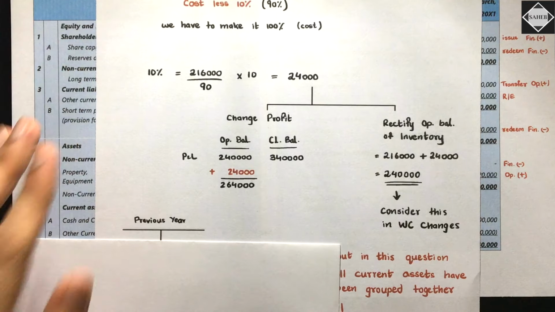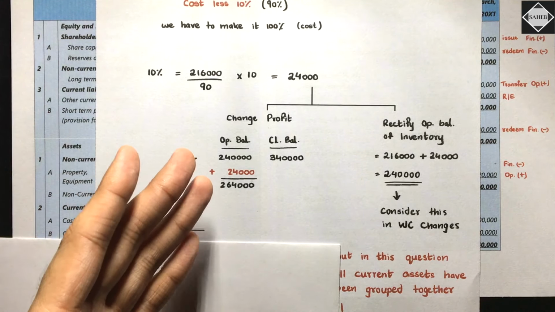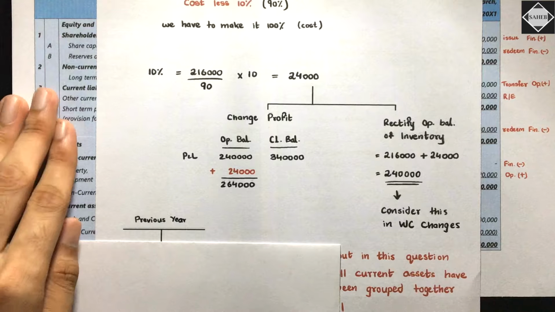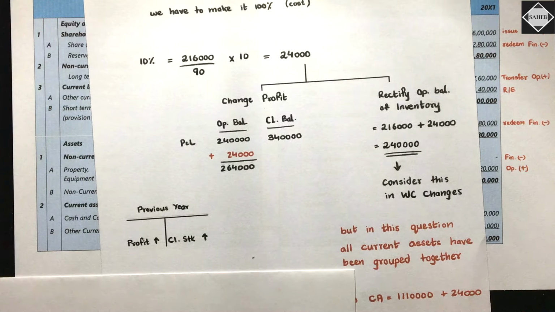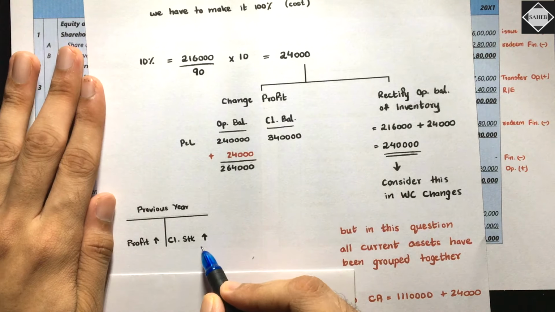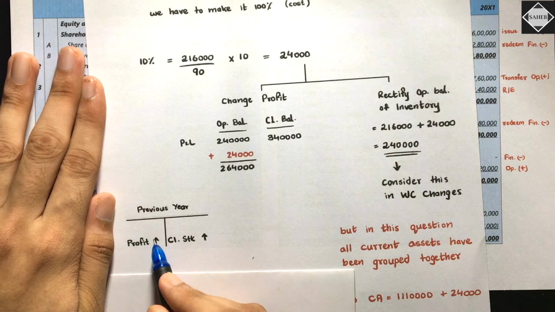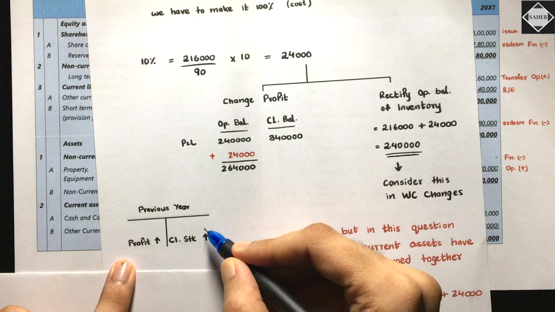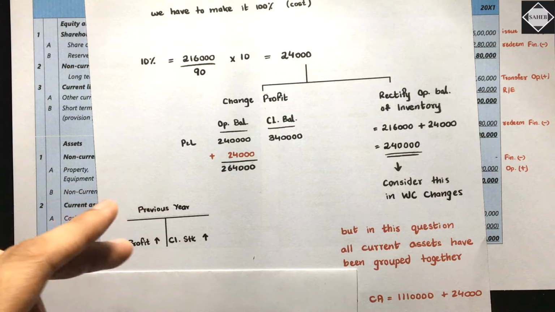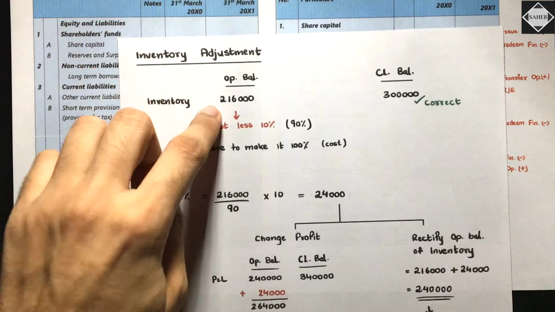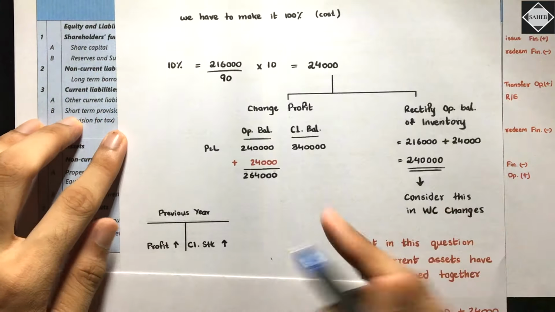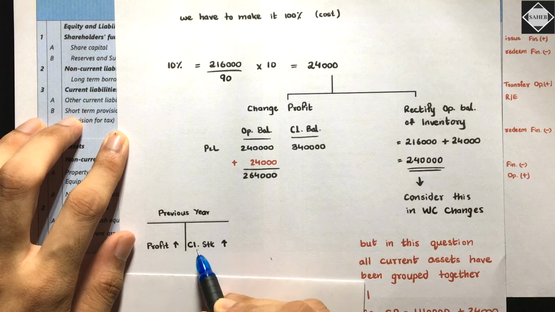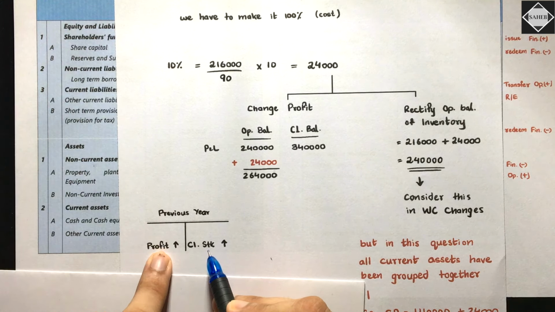Okay, now the logic is really simple. I explained to you why we are changing the profit, the accounting equation. Or you can see the trading account also. You remember, if closing stock used to increase, what used to happen? Profit also used to increase, isn't it? That's the logic. In the previous year, this opening stock came from the previous year. So in the previous year you increase the closing stock, that means the previous year profit will also increase now. Is it clear? That's the logic.